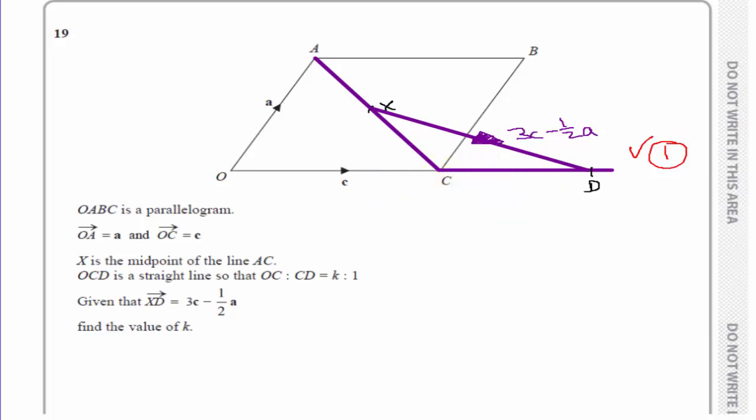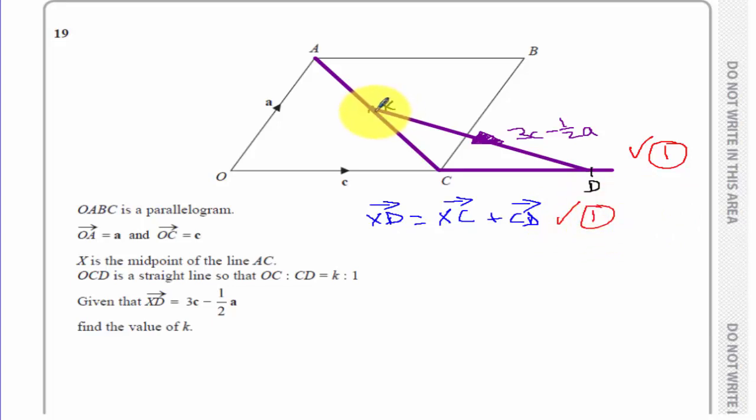So I need to work out C to D. I've been given X to D, and by looking at my diagram I know that X to D is the same as X to C plus C to D. Recognizing this picks you up your second mark.